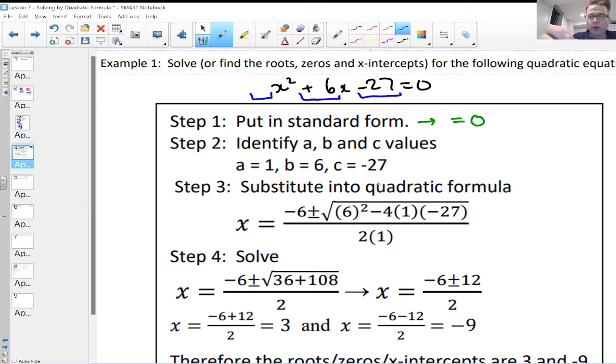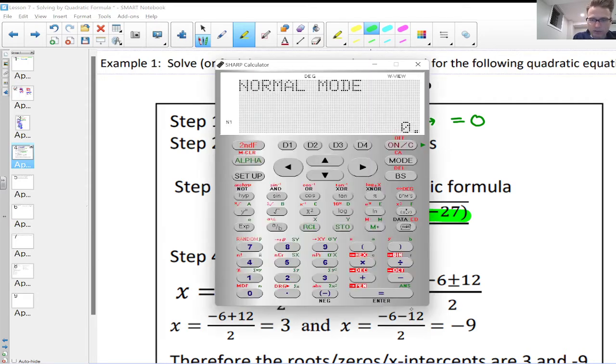Substitute it in. When I do it, I would always do inside here, and we're going to learn about this. Not tomorrow, but the next lesson, we call this the discriminant. So I'd always do this first. So I'd actually take my calculator and do that.